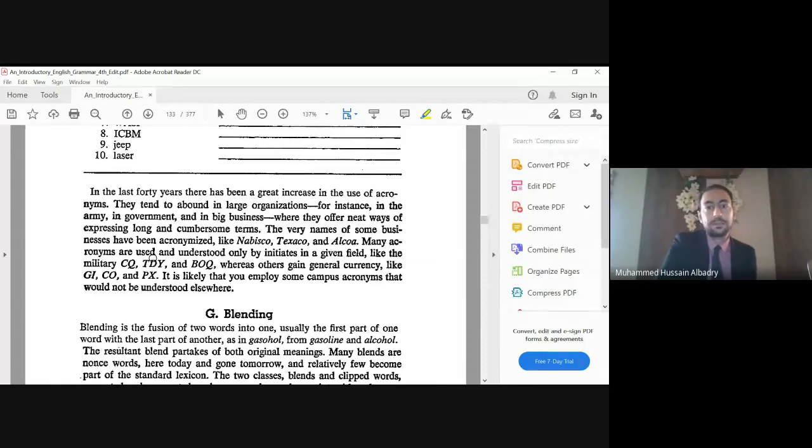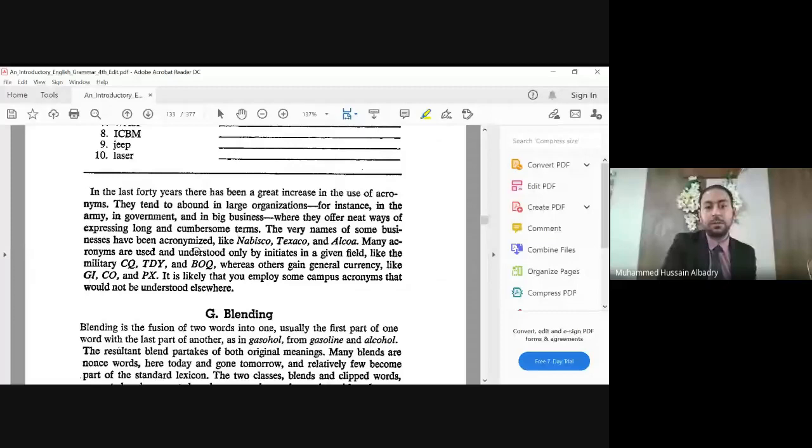Government and big business. Okay, why? Because they offer neat ways of expressing long and complex terms. Because the terms are long, so they use these terms. They use acronyms. The very names of some businesses have been acronymized, like Nabisco, Texaco, and Co, because these are not common for us.